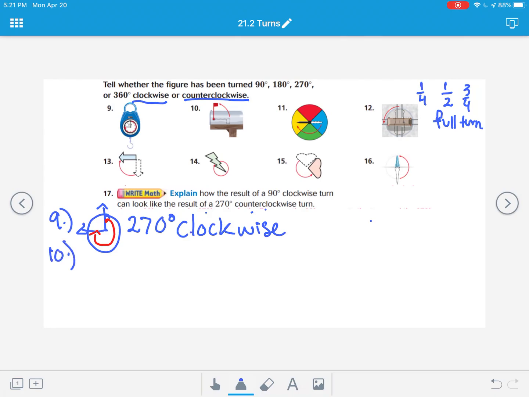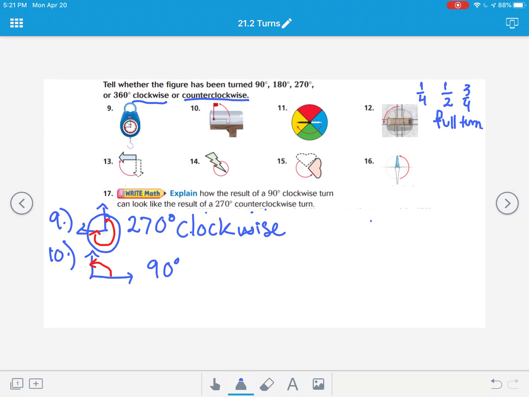Number 10. I see a mailbox. How fun. So I'm going to draw that mailbox flag sticking up, and in where it's in its starting position is sticking out. I see the red arrow showing the turn is starting at the bottom position going up to the top. So I know that these rays are forming a right angle, which is 90 degrees. That's only made a 1/4 turn. It's only a 1/4 of a circle, so that's just a 90-degree turn.